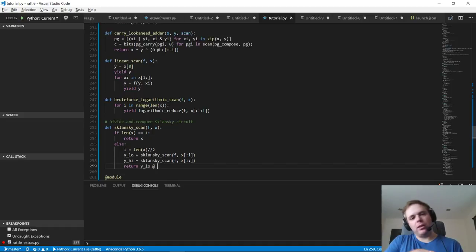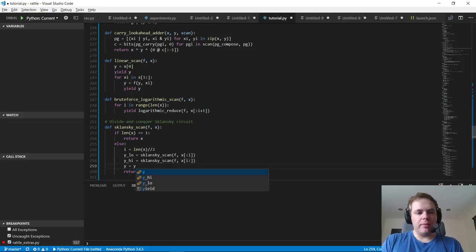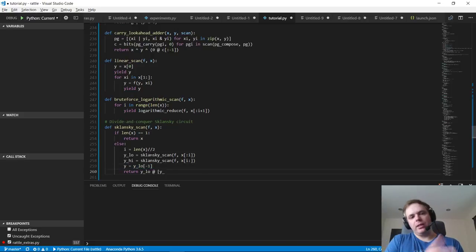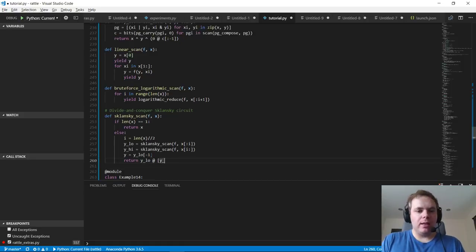We somehow have to do a final step in order to propagate things into the high half. And the way we do that is we take the last element, I'll just call it y. We'll take the last element of y low, which is basically the PG up to that point, up to the halfway mark, right before the high part starts. And then you compose that with everything in the low half. I guess it's not really x at this point. It's like xi, let's call it.